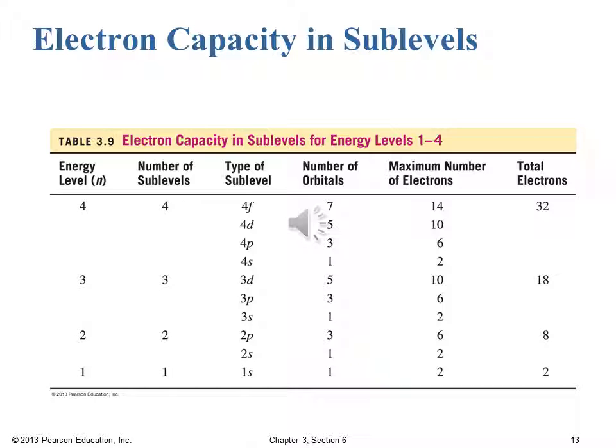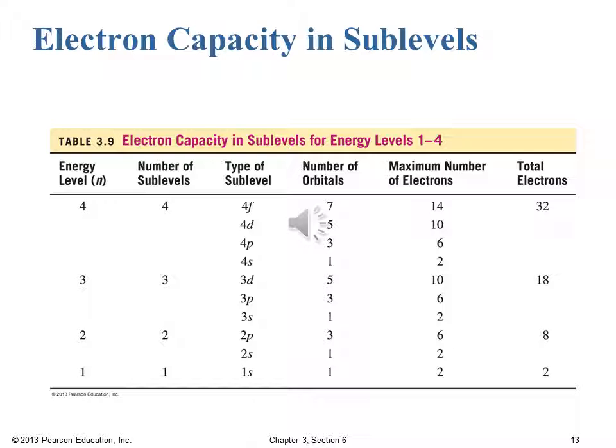Looking at Table 3.9 from the text, we see the number of sublevels and total electron counts for each principal energy level, n, in the table. So n equals 1, the first period, we have a total of one s orbital, which can have a spin up and a spin down electron for a total of 2 electrons, and that's why we see 2 elements, hydrogen and helium.